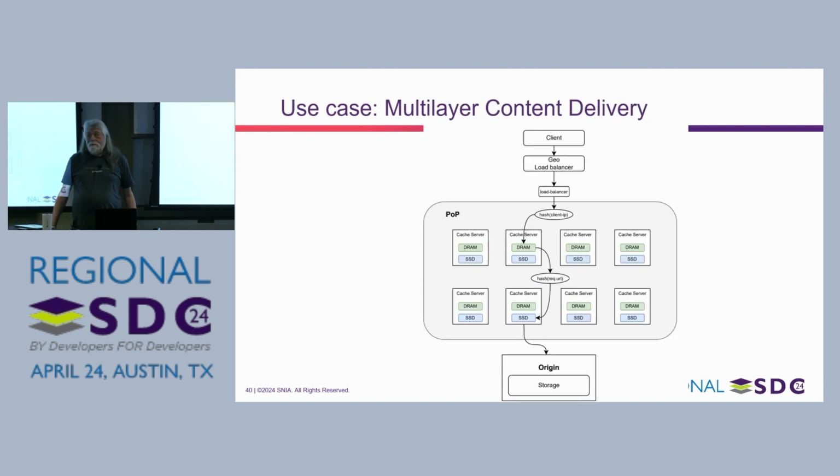And again, I know this is way too small to read, and in my slides, I had nice big highlight arrows pointing out what the various different pieces are, but this is a content delivery network example.